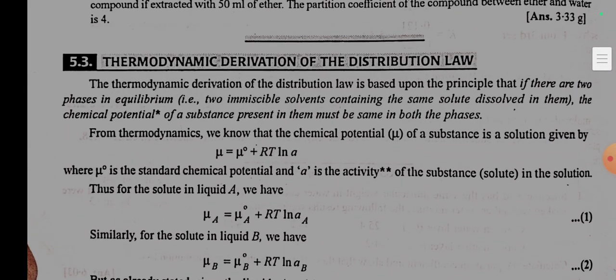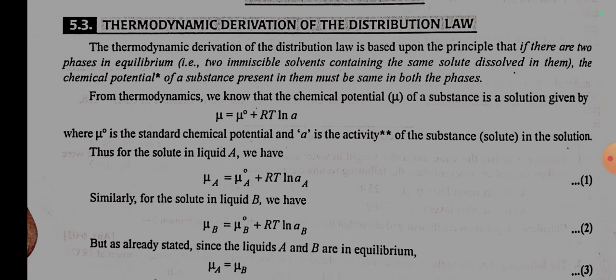Thermodynamic derivation of the distribution law. The thermodynamic derivation of the distribution law is based upon the principle that if there are two phases in equilibrium, that is, two immiscible solvents containing the same solute dissolved in them, the chemical potential of a substance present in them must be the same in both the phases.